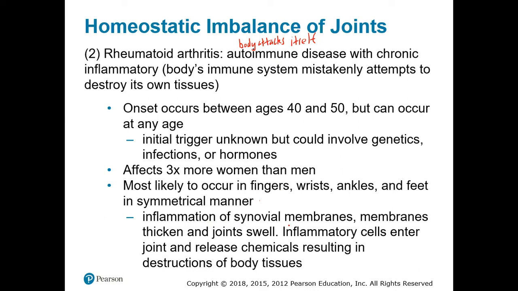Inflammation of synovial membranes: what happens here is those membranes thicken, the joints swell, and it's harder for you to bend because of it swelling so badly. And inflammatory cells enter that joint and release chemicals that cause the body tissues in that joint to slowly break down and destroy itself.